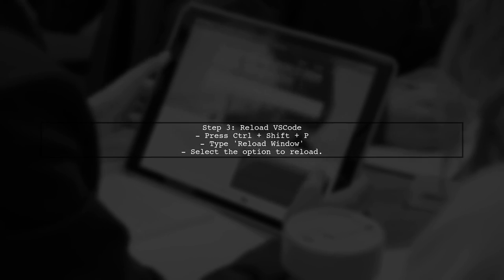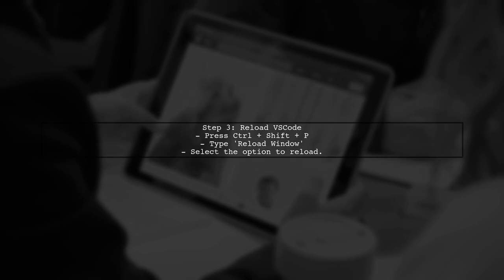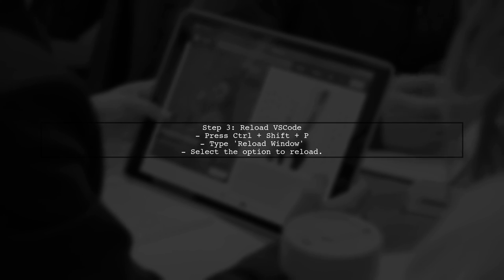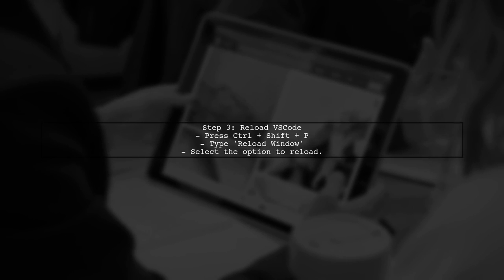If OmniSharp is running but still not showing errors, try reloading the window. You can do this by pressing Ctrl+Shift+P and typing Reload Window.